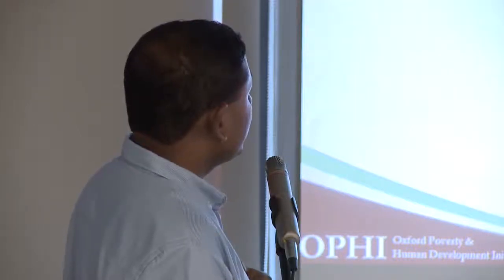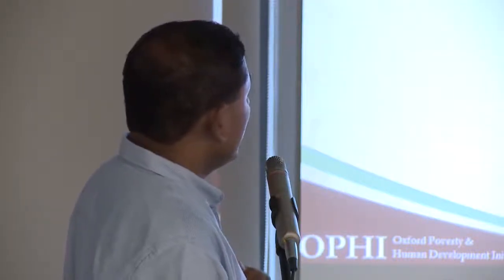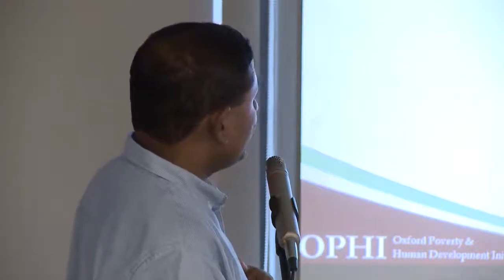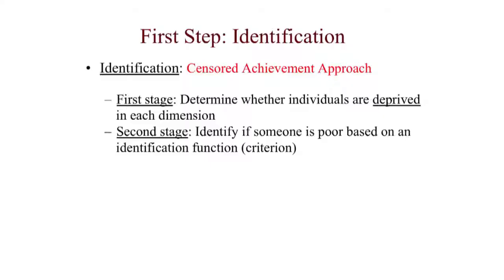So let's first talk about the censored achievement approach. It is done in 2 stages. First stage, determine whether individuals are deprived in each dimension. So you take income and then the income poverty line. Identify whoever is deprived or not. You can construct a censored vector of income. Look at education and look at the education deprivation cutoff. You can compute a censored distribution of education, censored distribution of health and so on. So the main idea here is that you do not care about the dimensions where there are no deprivations, particularly for the persons.